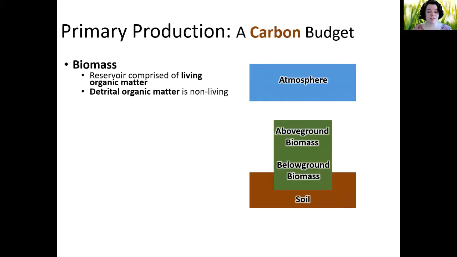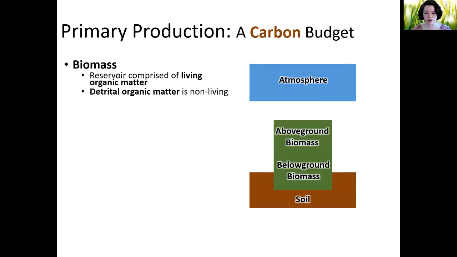This is a simplified view of the carbon cycle, or how an ecosystem ecologist views the carbon cycle. There are three major reservoirs: CO2 in the atmosphere, organic carbon in the soil, and plant organic carbon present in living biomass. Biomass is a reservoir composed of all living organic matter. Detrital organic matter, or dead organic matter that has not decomposed, is typically included in a separate reservoir or in the soil reservoir.